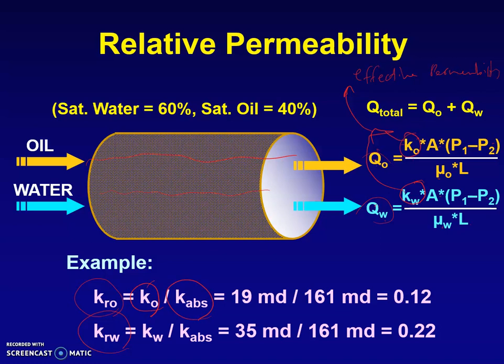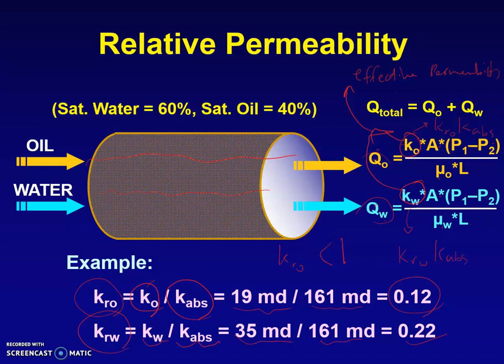So let's say your KRO is usually less than 1, and let's say you have your effective permeability of oil to be 19 millidarcy, your absolute permeability 161, so it's 0.12. Your water permeability over absolute permeability, 35 over 161, you get 0.22. So why is it important? In this equation, instead of KO you can write KRO multiplied by absolute permeability, right? Instead of KW, write KRW multiplied by absolute permeability.